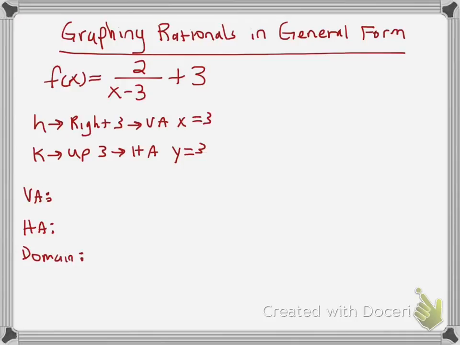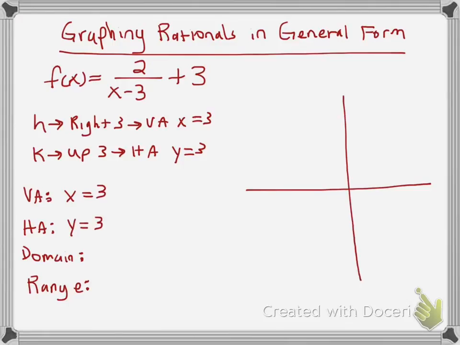We also are going to try to identify domain and range, and then of course we're going to graph it. So we just identified our vertical and our horizontal. I'm going to go ahead and make my little picture over here. I'm going to draw a 3 on the x-axis and draw my vertical asymptote. Now I'm going to draw a 3 on my y-axis and draw my horizontal asymptote.